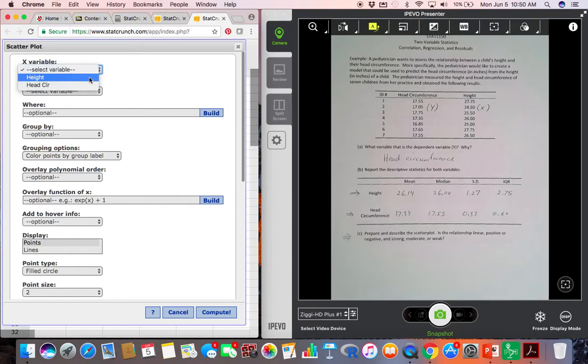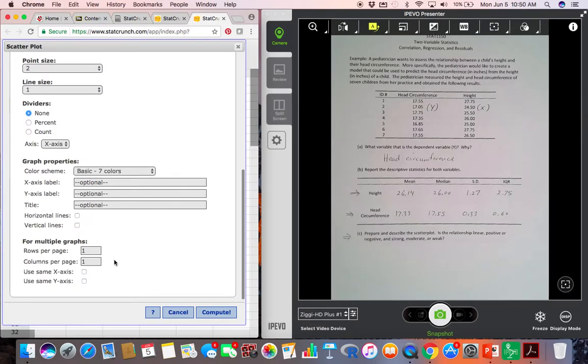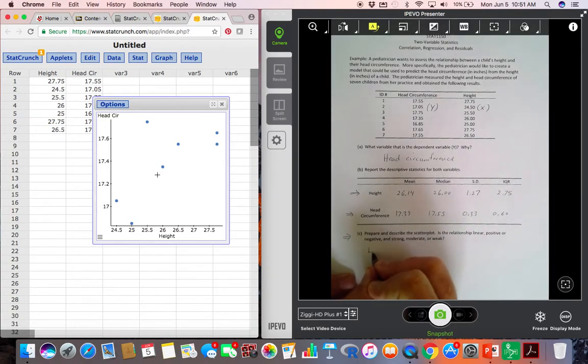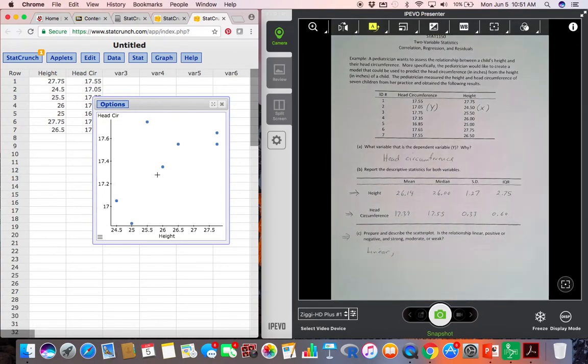So my X is height, my Y is head circumference. I don't need anything special here. So I go compute. Do I have a linear relationship? Well, it's not great, but it's not curved. So is the relationship linear? Yes. Next thing, is it positive or negative? Clearly it's positive.